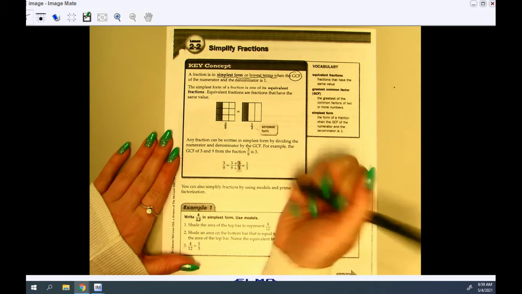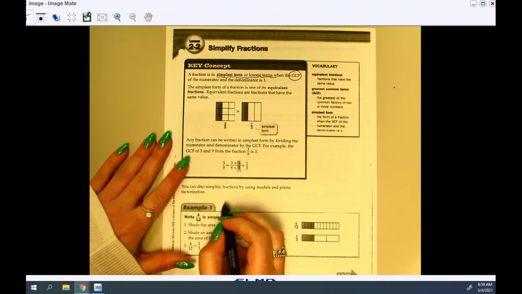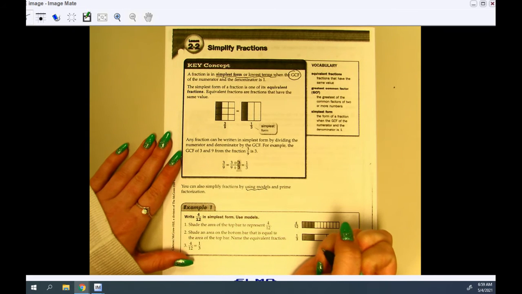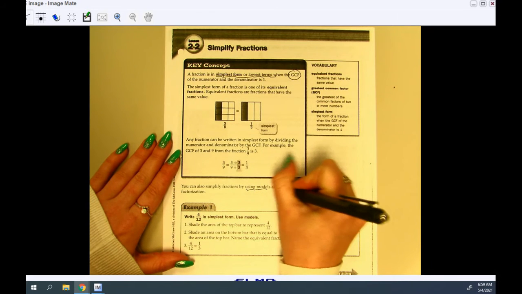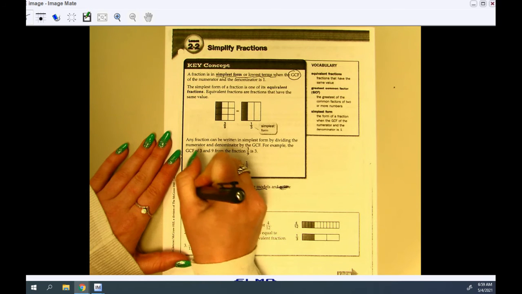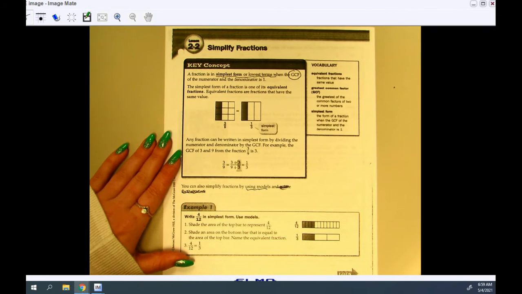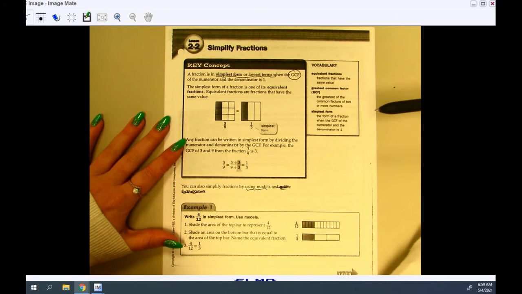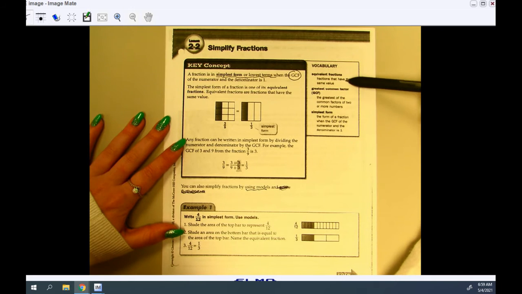There is something down here that says you can also simplify fractions by using prime factorization. We are not going to be using prime factorization. There's way too many steps involved in order for this to work, so we're just going to go over here. Off to the side again, we've got some info about equivalent fractions, greatest common factor, and the simplest form.